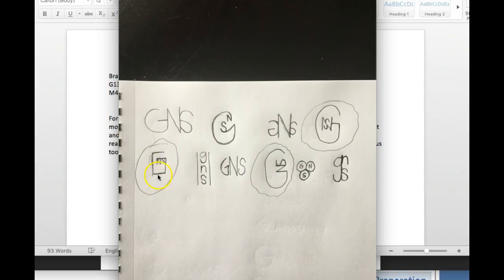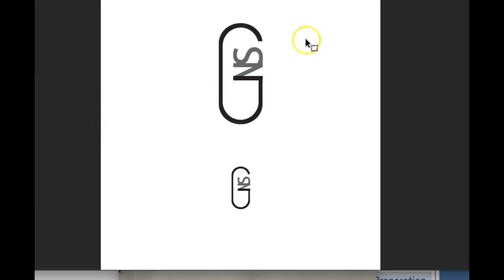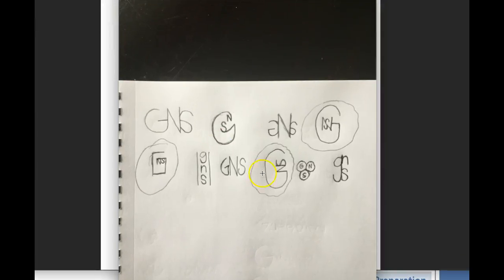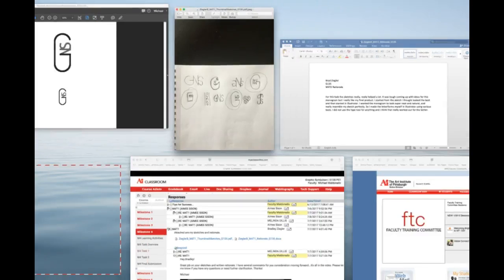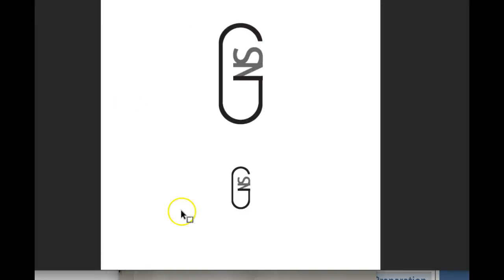I want to give you my reaction, and I know that you went ahead with this sketch right here, but let me tell you why I think that this is not your strongest solution. The main thing is that it's not recognizable at small sizes. It's not recognizable as a monogram.